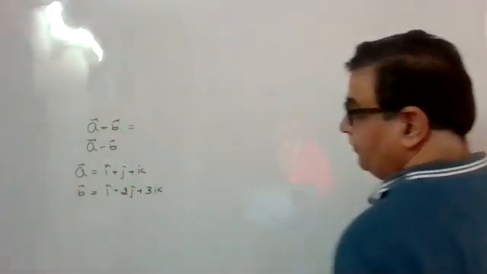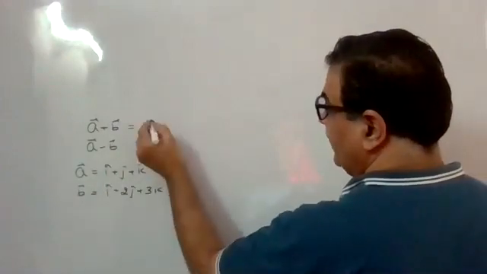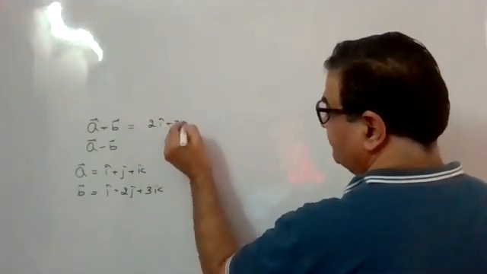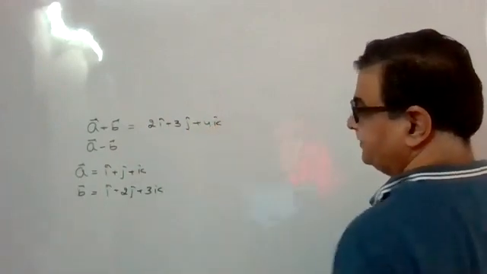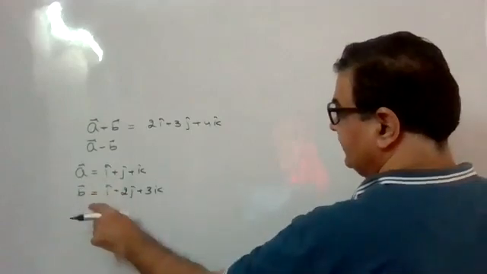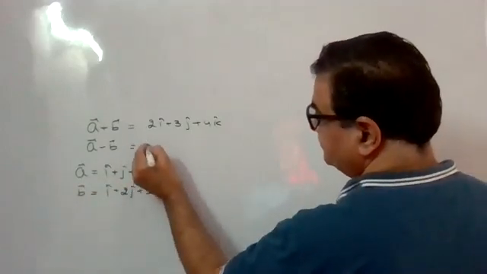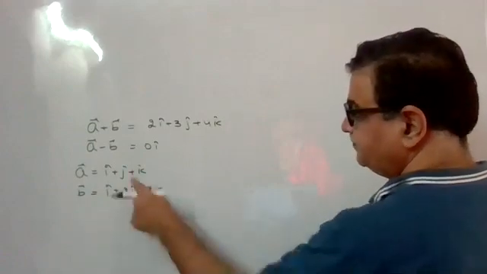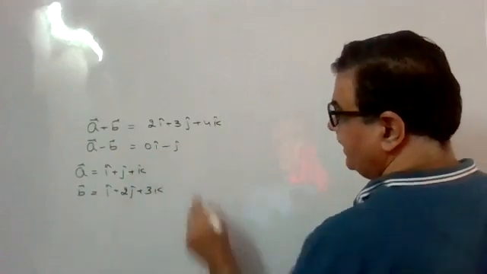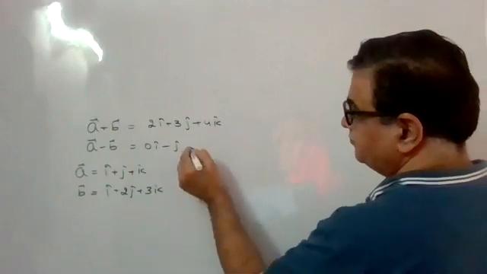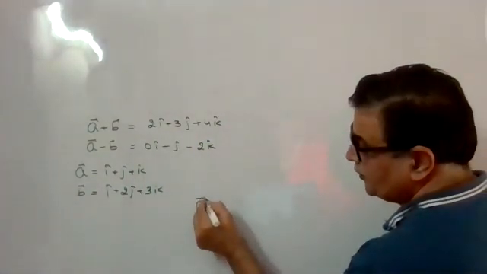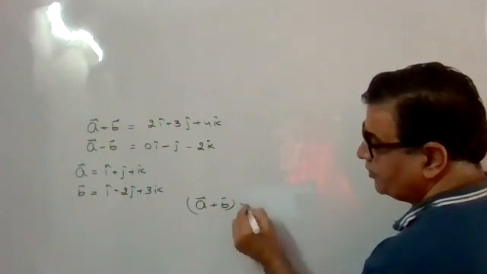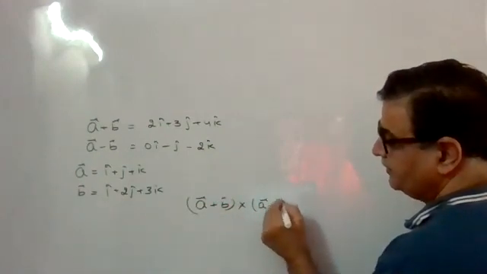So first we go for a plus b. It has come out to be 2i plus 3j plus 4k. And here a minus b is 0i minus j minus 2k. And then we will find the cross product of the two. So a plus b cross a minus b.